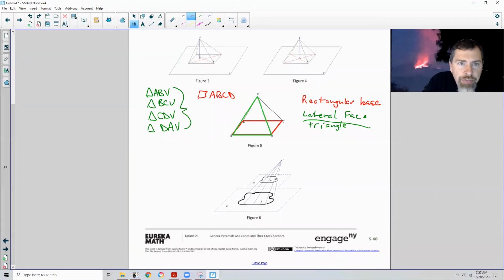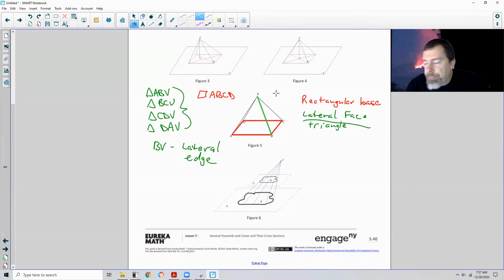Okay, so now if I focus on edges, if you will, so if I erase or delete this green one and this green one and just focus on the one green one, then segment BV is a lateral edge. And so is CV, so is DV, and so is AV. Lateral edges.